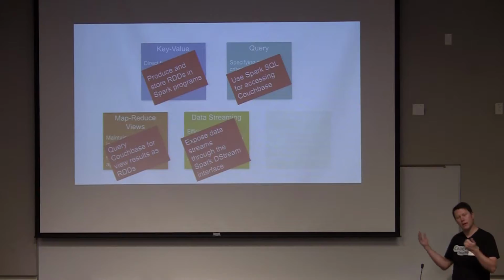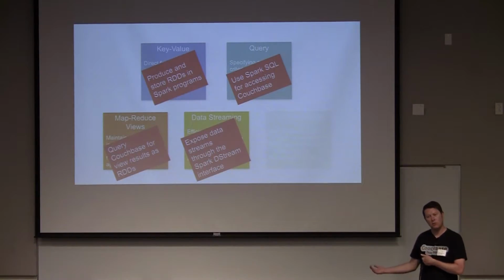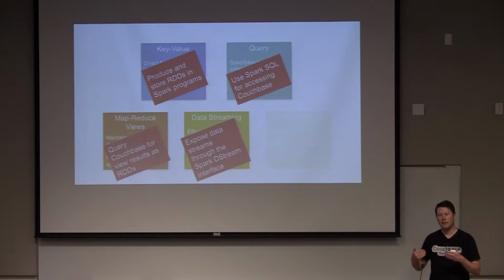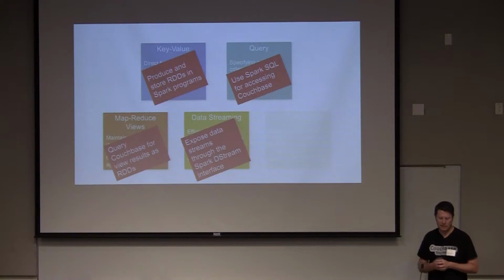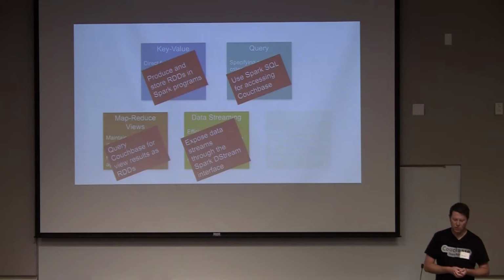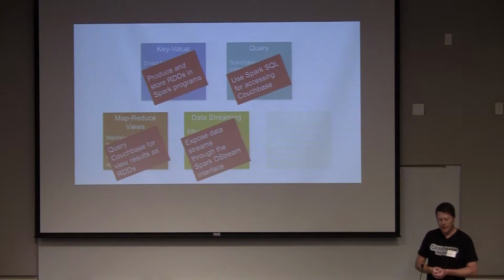We also have Spark SQL, and because N1QL is SQL extended for JSON, we can just plug that into that interface directly. So that allows you to use Spark SQL for accessing Couchbase. There's query against Couchbase for view results as RDDs. I won't spend a lot of time on that here, but if you're interested, let me know. And then there's data streaming, which we will actually see in the demonstration here in a bit, which is exposing data streams from Couchbase through the Spark DStream interface.